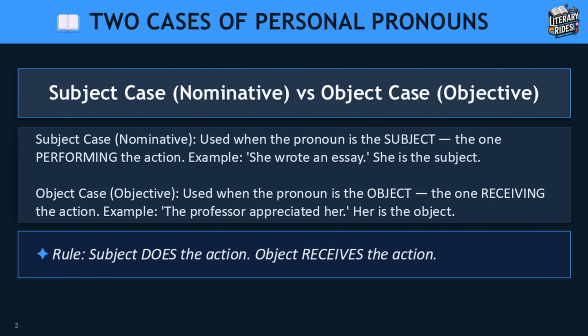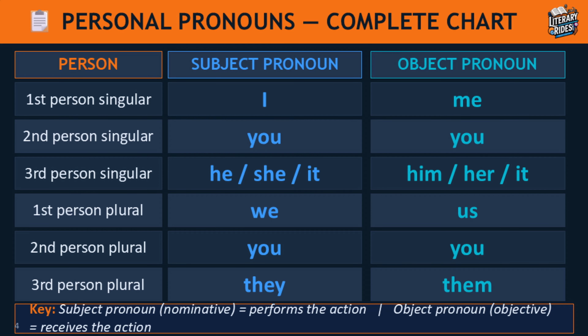The subject case, also called the nominative case, is used when the pronoun is the subject of the sentence. The subject is the one performing the action. The object case, also called the objective case, is used when the pronoun is the object of the sentence. The object is the one receiving the action. Let me give you the complete chart. Now let me make this absolutely clear with examples.